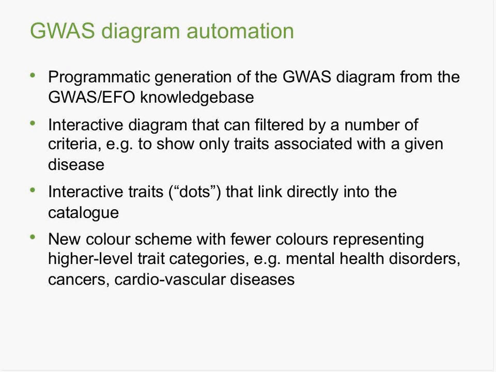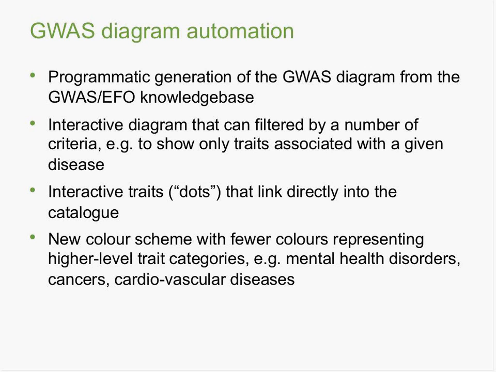So what we wanted to do was programmatically generate the diagram from our backend knowledge base. We wanted to have an interactive diagram that can be filtered by a number of criteria to show traits only associated in given scenarios. And I've written given disease here because before we started to do this, we analyzed the query logs. And we know that the top 10 queries for the GWAS Catalog are all disease-level queries.